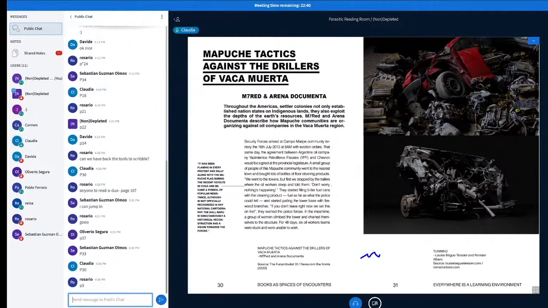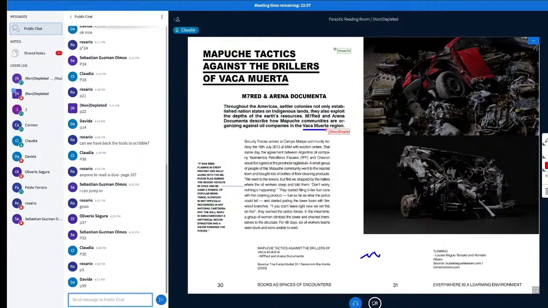M7 RED and Arena Documenta. Throughout the Americas, settler colonies not only established nation-states on indigenous lands, they also exploited the depths of the Earth's resources. M7 RED and Arena Documenta describe how Mapuche communities are organizing against oil companies in the Vaca Muerta region.